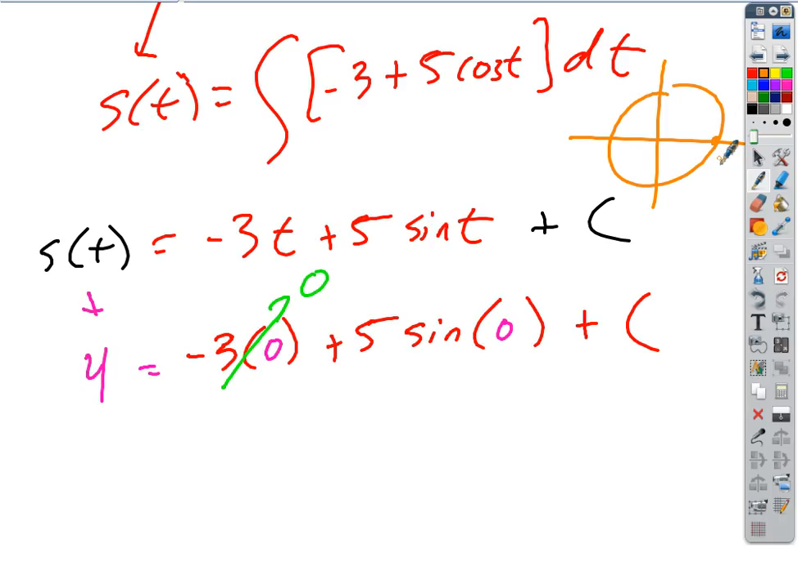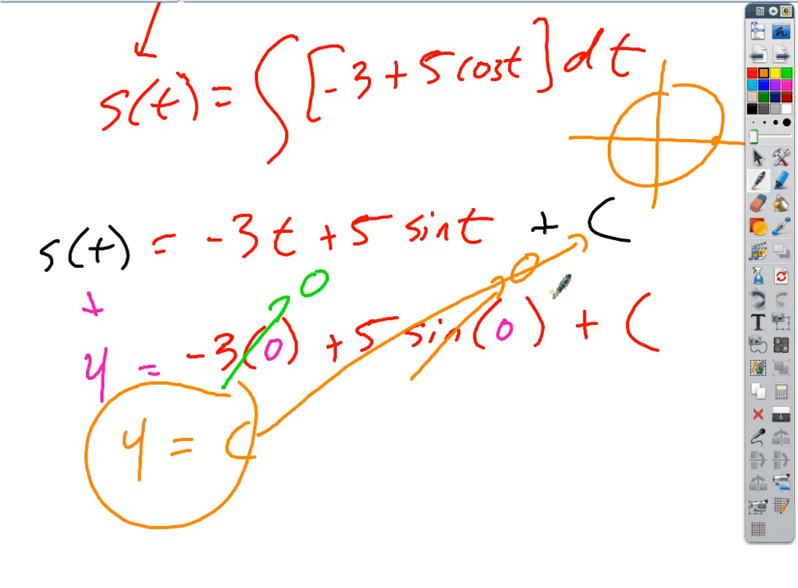Zero. Okay, so then I get 4 equals 0 plus 0 plus c. What is c? 4. C equals 4. So now that I know the value of c, I can plug that in right there and I get my exact solution, my particular solution. Okay? Make sense? Yep.